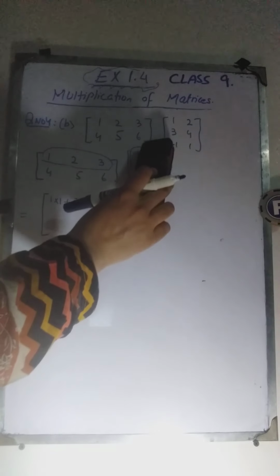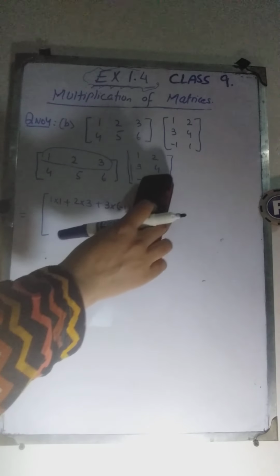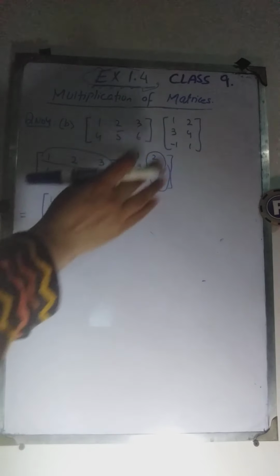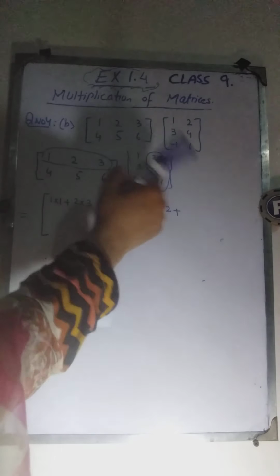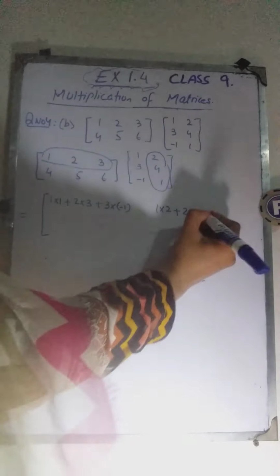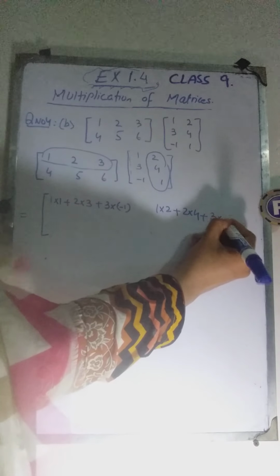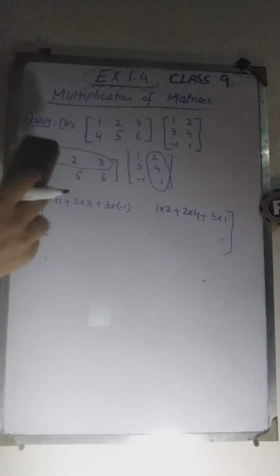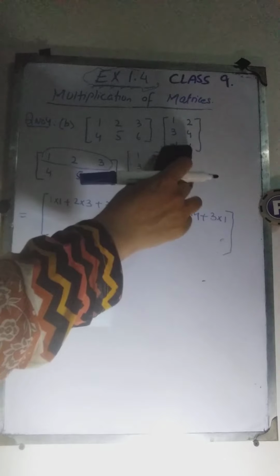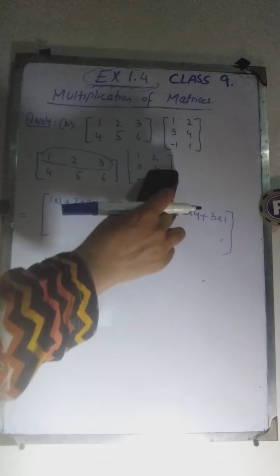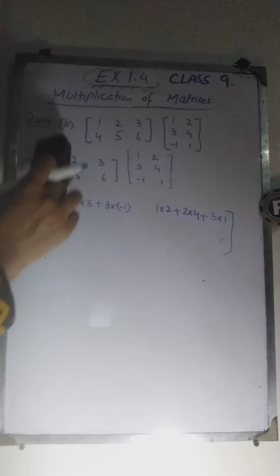Now first row is multiplied with first column, and the next step is to multiply the first row with the second column. Okay, we are picking one row and multiplying it with all the columns one by one. The first column is done. Multiplication of first row and second column will be 1 into 2 plus 2 into 4 plus 3 into 1. Okay. Now we are done with the first row because we have finished all the columns. Now we will do the multiplication of the second row, and this is the last row.